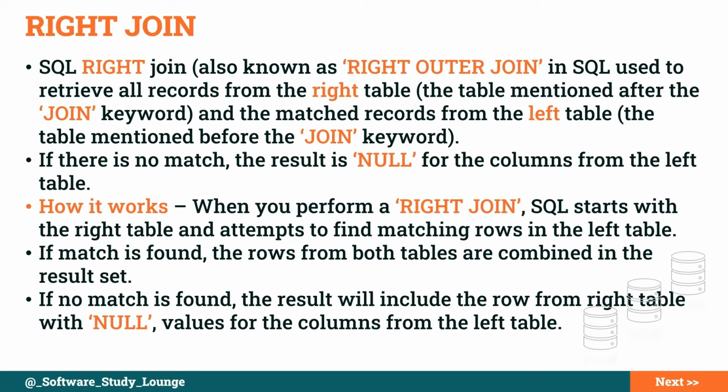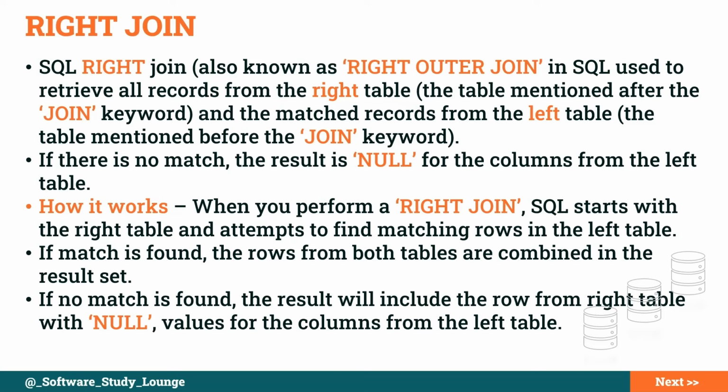SQL right join, also known as a right outer join, is used to retrieve all records from the right table, the table mentioned after the join keyword, and the matching records from the left table, the table mentioned before the join keyword. If there is no match, the result is null for columns from the left table.